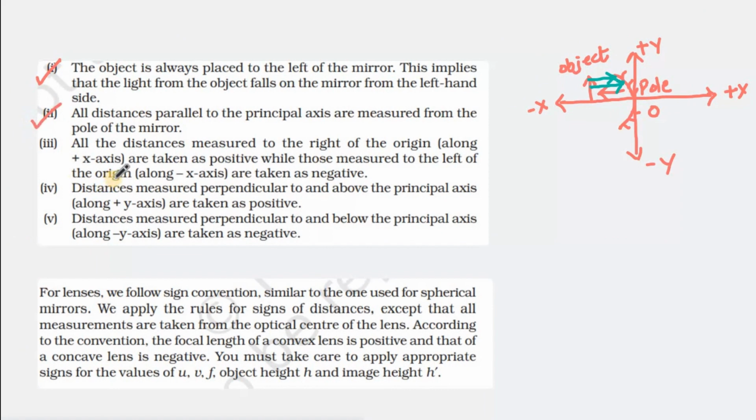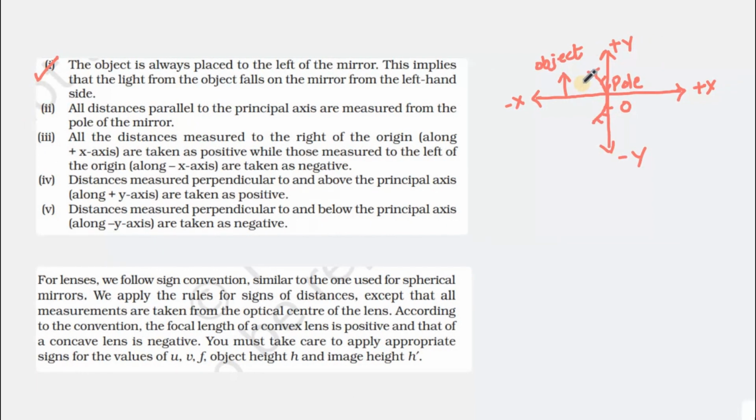All distances parallel to the principal axis are measured from the pole of the mirror. So this is the object, and to measure the distance of the object, we have to go this way, that is, in a direction parallel to the principal axis. So whether your object is here or your image is formed here, the distance will be measured parallel to the principal axis starting from the origin or the pole. So this was the second point.